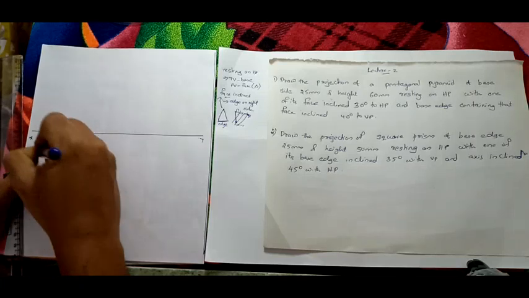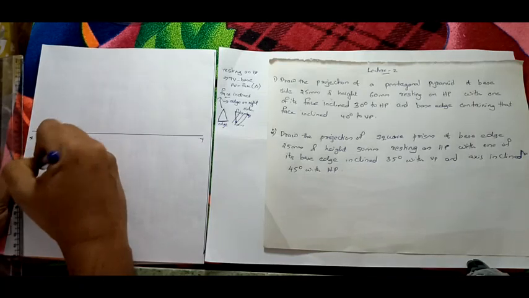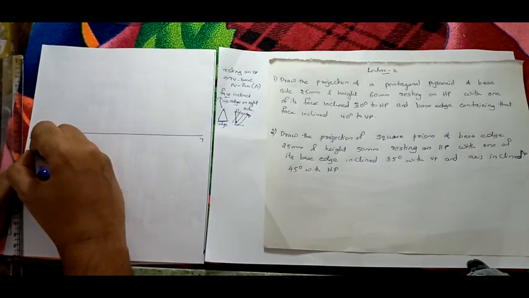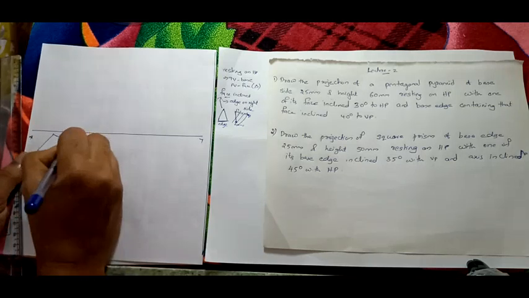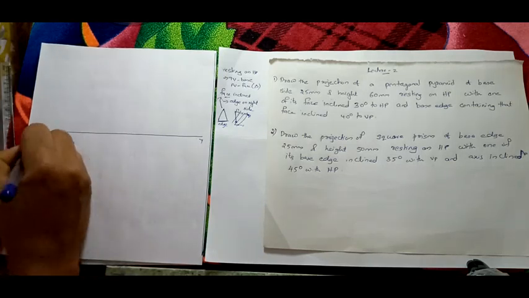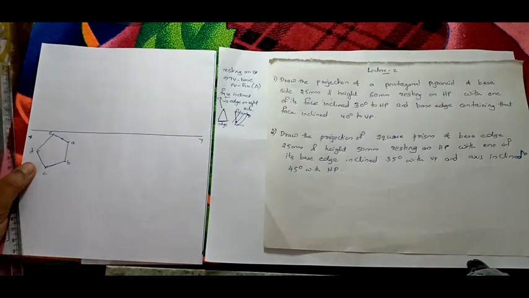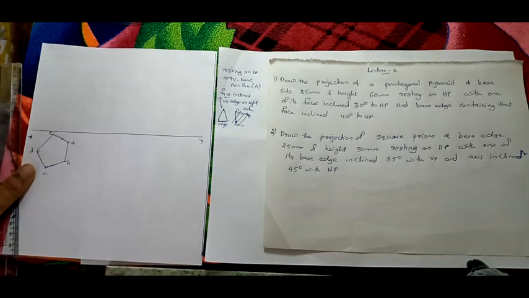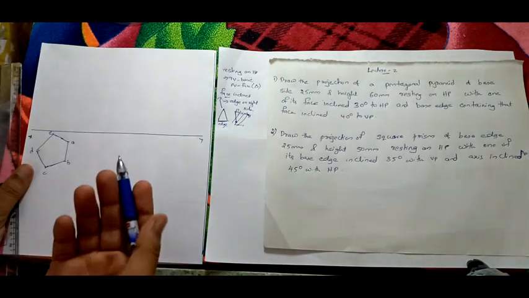Now from here also cut 25 mm, here also cut 25 mm, and you will get your pyramid like this. So you have obtained the pyramid A, B, C, D, E. So it's actually a pyramid, right? Pyramid means face edges are visible in the top view.